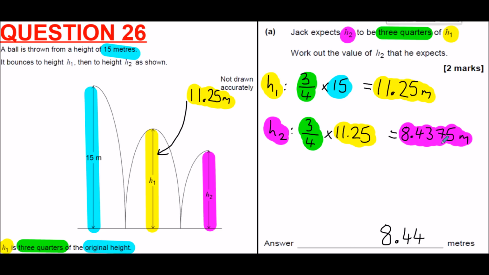If you're not sure how to round it, or rounding makes you a bit nervous, if in doubt, just put in what it says on the calculator. So I'd say 8.44 metres personally.